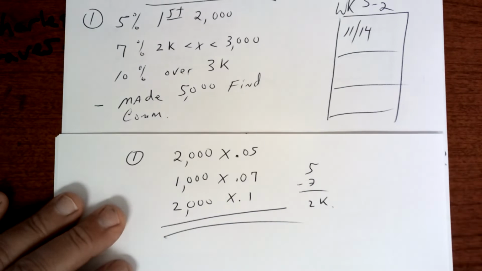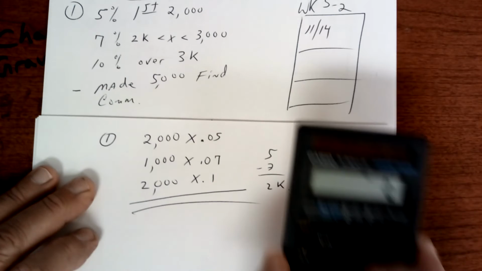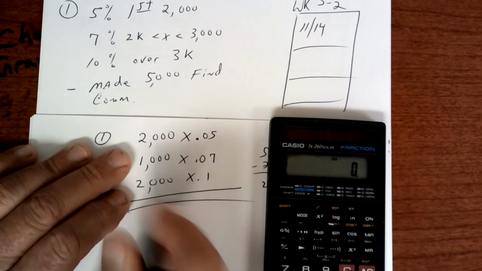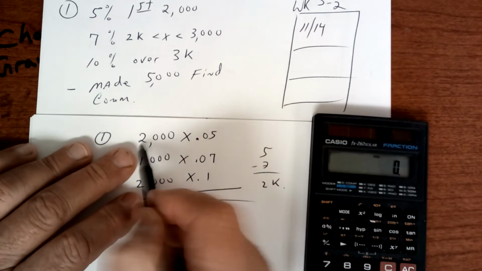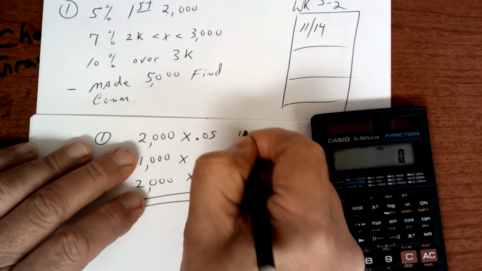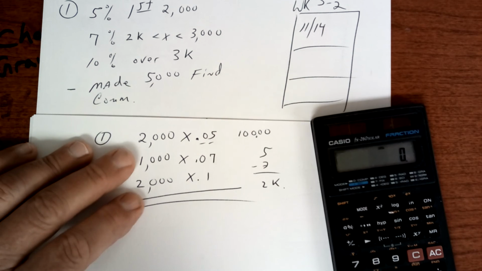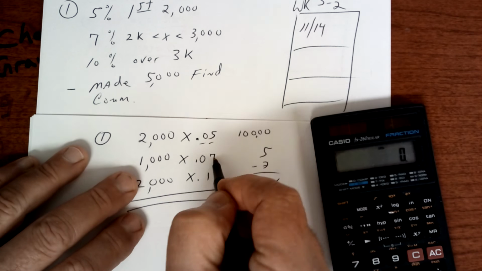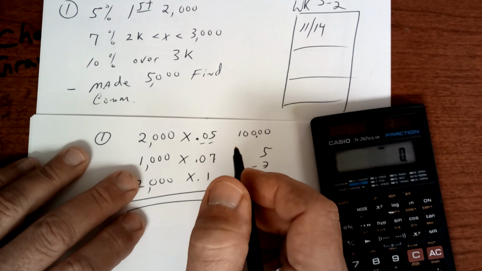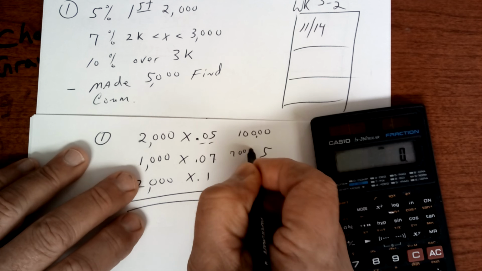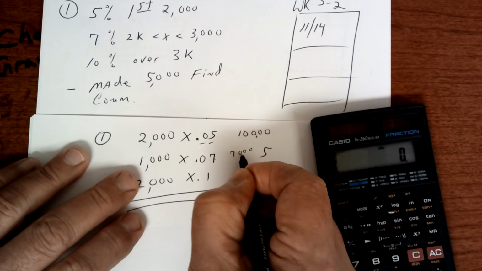Let me make it a little smaller so we can see it. Let's take a look here. 5 times 2 is 10. So that's 10 with 3 zeros and then 2 numbers, so it's going to be $100. This right here, 7 times 1 is going to be 7,000. 2 zeros, that's $70.